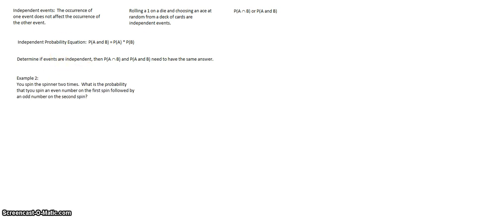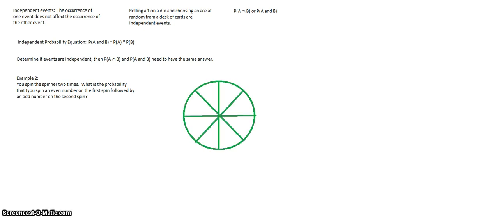So, our first example, example 2. You spin a spinner 2 times, and we want to know the probability that you spin an even number on the first spin, and then follow it by an odd number on the second spin. So we have 2 events here: an even number on the first spin, and an odd number on the second spin.